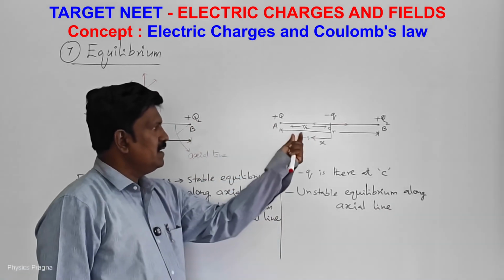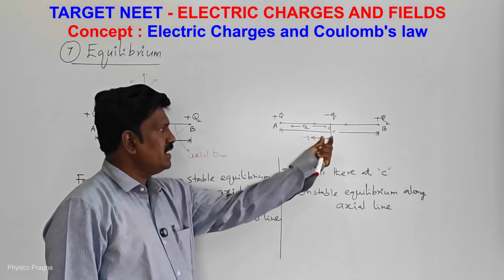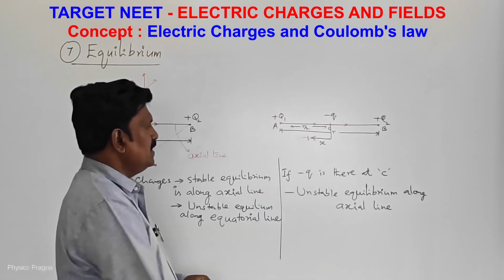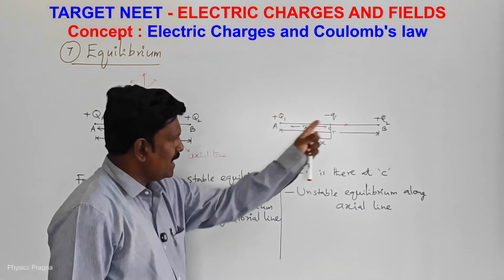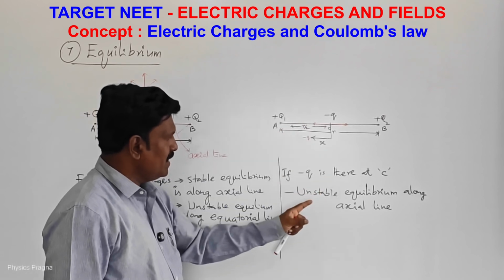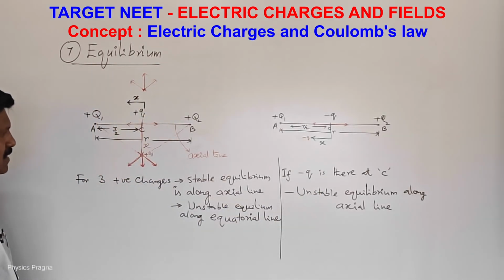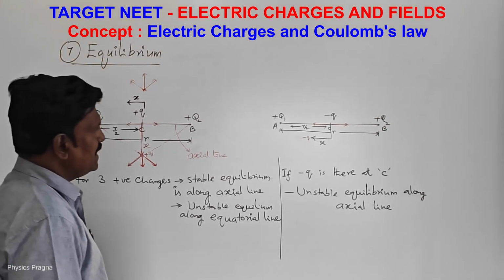So if you disturb it, it won't come back to its mean position. It will be attracted towards this Q1. So along the axial line, the system is in unstable equilibrium.